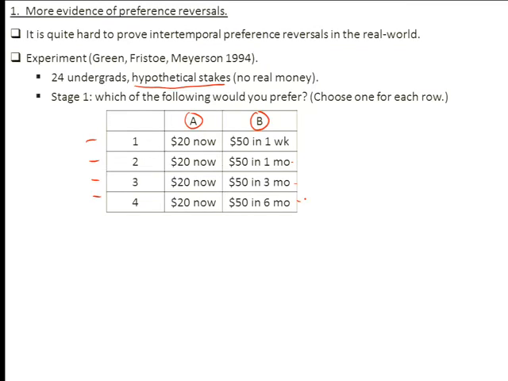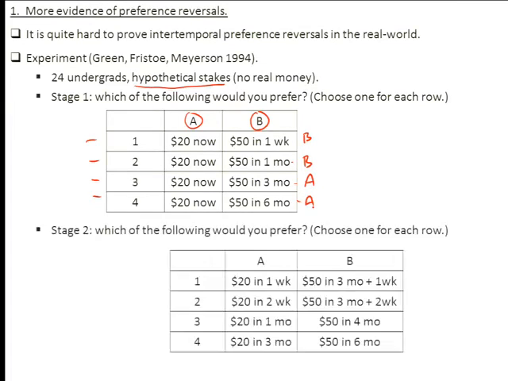So just to give you an example, suppose that we see somebody who says B on each of the first 2 lines, meaning that, no, I'd be willing to wait 1 week for an extra $30. I'd be willing to wait 1 month for an extra $30. And then they start answering A, starting with line 3. So this says that I'm patient enough to wait a month for an extra $30, but I'm not patient enough to wait 3 months. Okay?